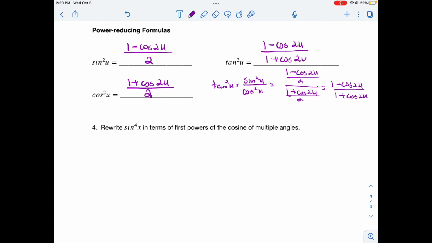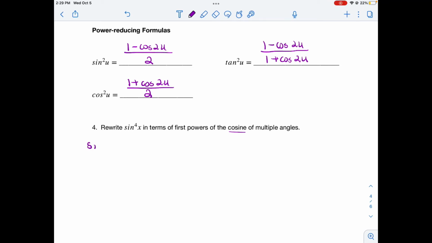If I need to get rid of my powers, which sometimes you'll need to do later on in other math courses. But for our class, what we're going to use is going to be some practice of reducing this. So the directions here, we're going to reduce sine to the fourth x in terms of cosine. So first thing I say, well, sine to the fourth is the same as sine squared x quantity squared.